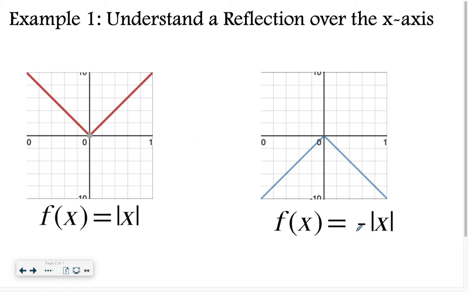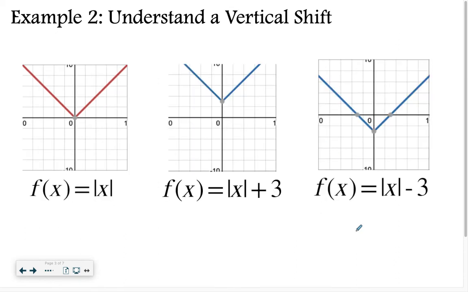So if you are presented with a question, which you will be in your homework, it'll say, describe the transformations that have occurred. And sometimes there's going to be multiple boxes that you can check. If there's a negative, you need to make sure you check the box that says it's a reflection over the x-axis. All right?